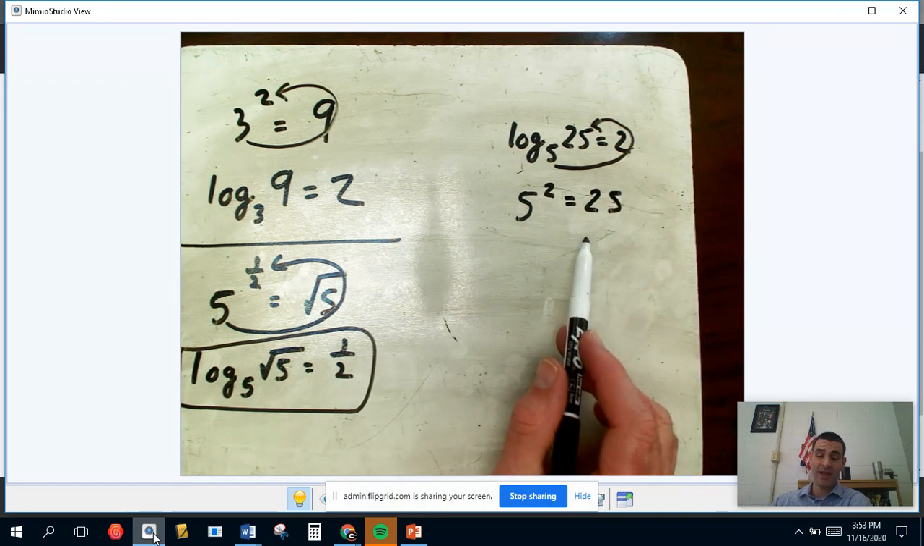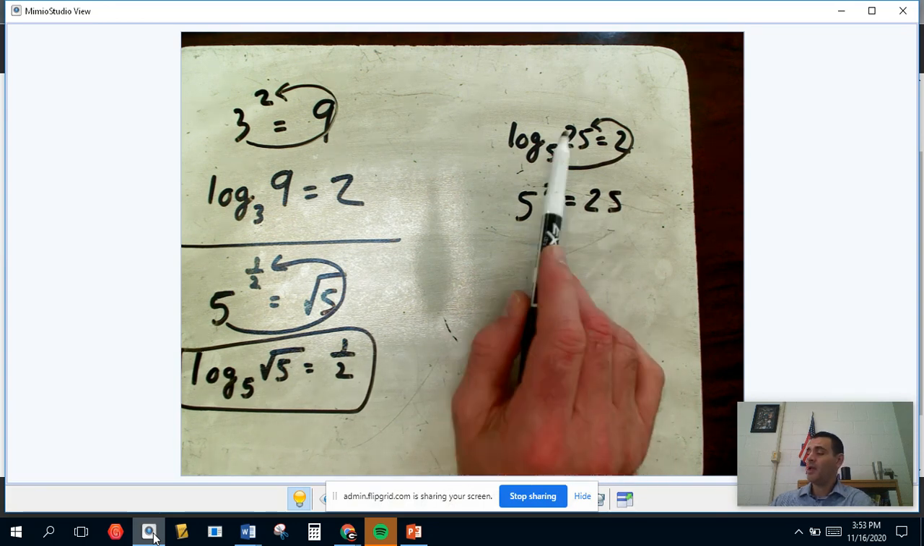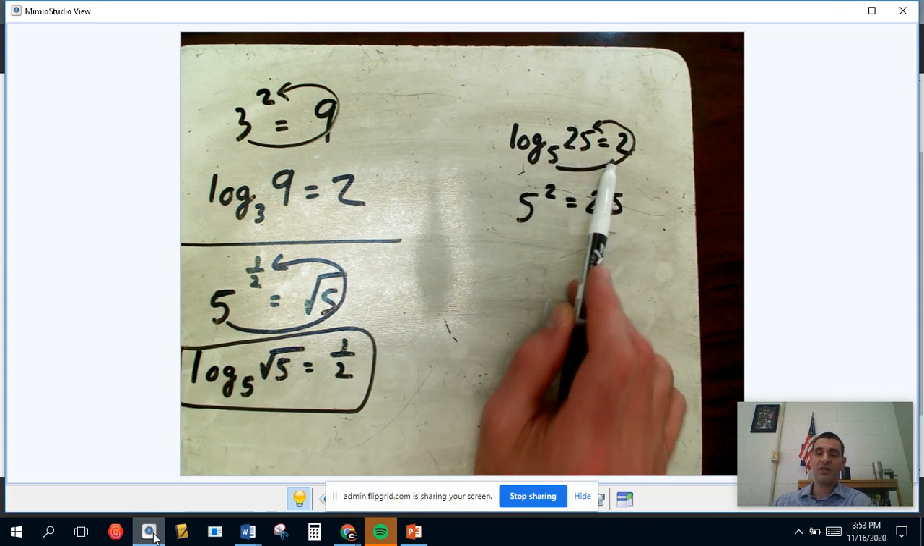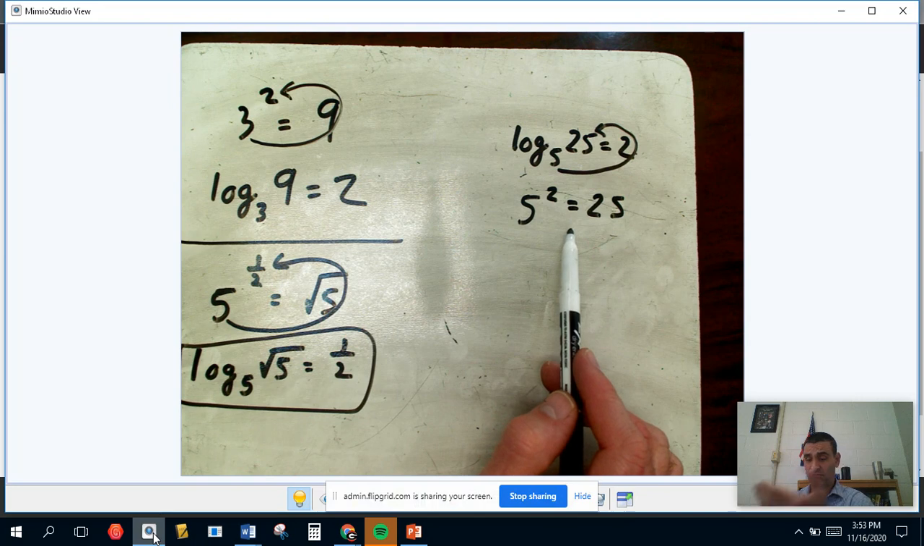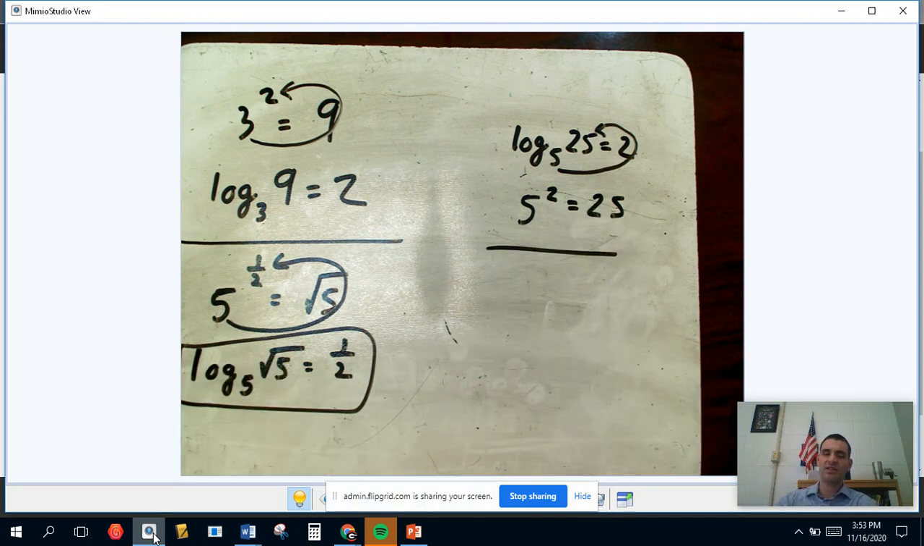Notice I wrote it as a typical exponent. This 2 is now superscript. But log base 5 of 25 equals 2 and 5 squared equals 25 are actually very related. They're stating the same thing. That's us switching back and forth between exponent form and log form.